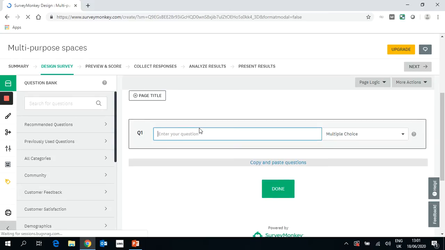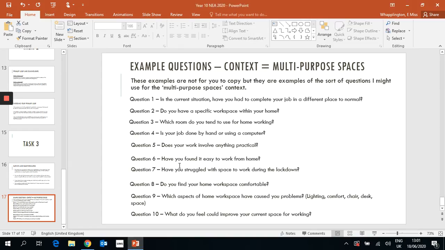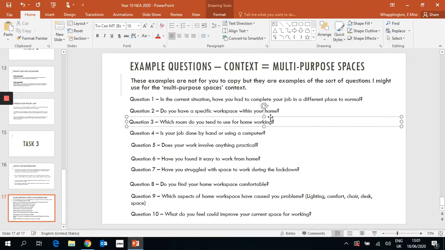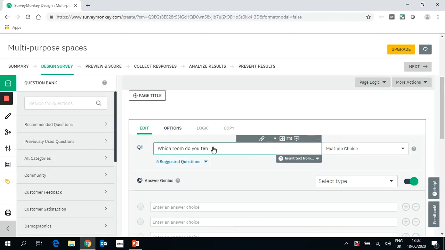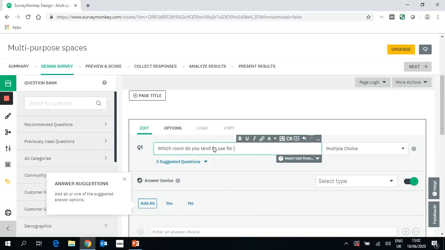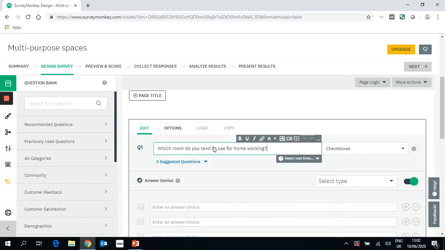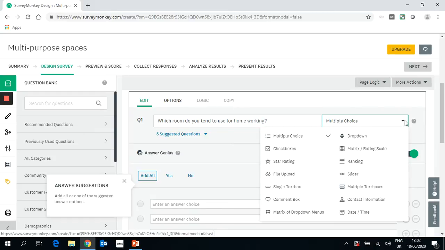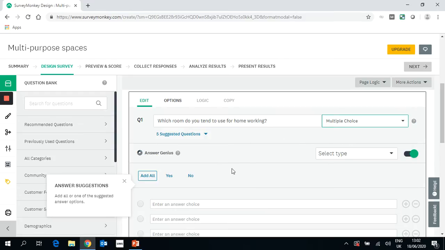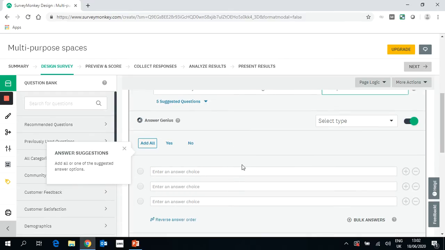Right. So, I'm going to enter my question. Which room do you tend to use for homework? Okay. Right, and I'm going to leave that. So, I've got options. Multiple choice. So, people can choose from answers, because the question is quite easy to do as multiple choice.